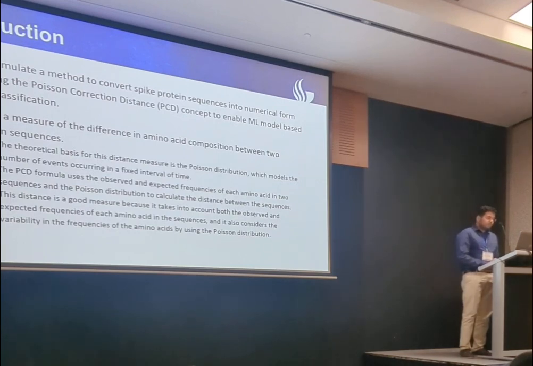PCD is a measure of difference in amino acid composition between two protein sequences. The theoretical basis for this distance measure is a Poisson distribution, which models the number of events occurring in a fixed interval of time. So the PCD formula uses the concept of the observed frequency of the k-mer substring in a sequence and the expected frequency. And later we use these two values to correlate and find the Poisson distribution.